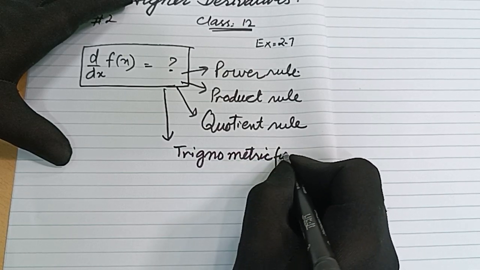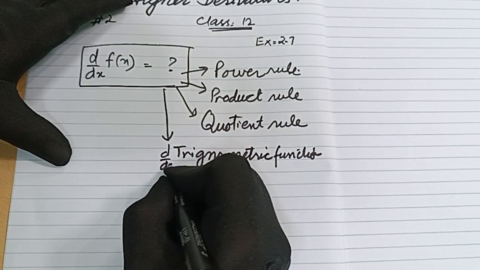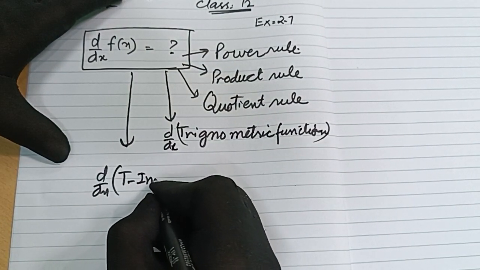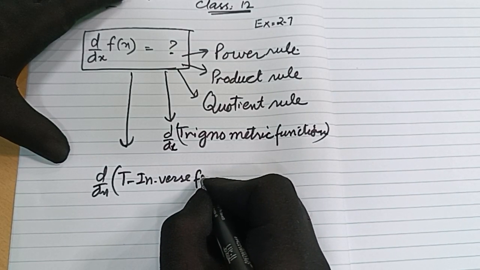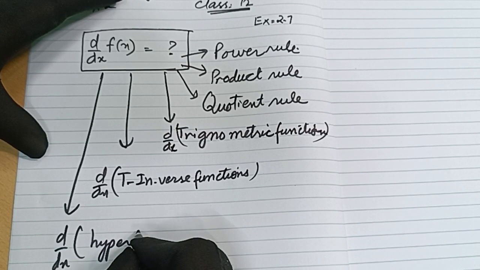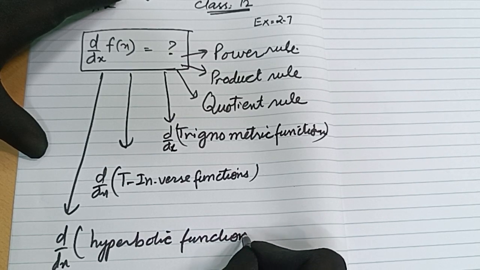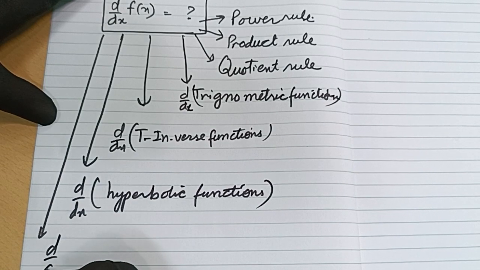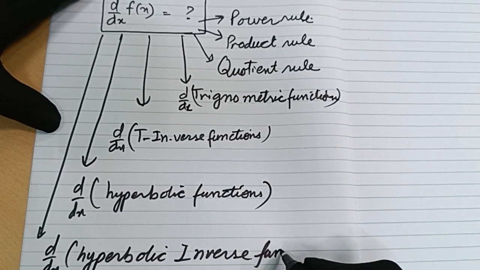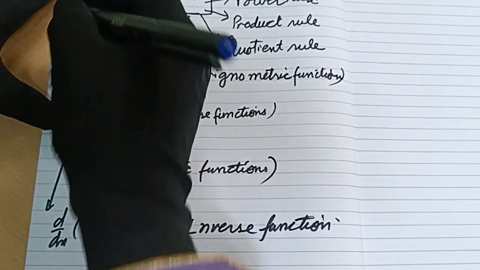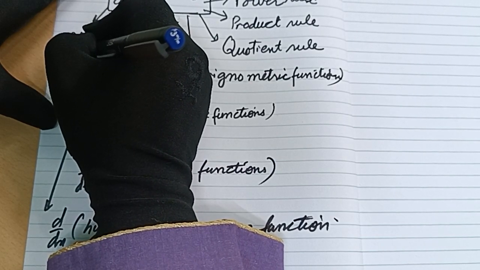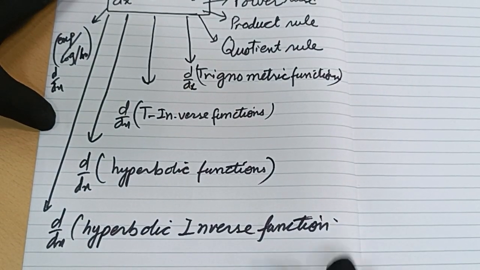You must know the derivatives of trigonometric functions, the derivatives of inverse trigonometric functions, the derivatives of hyperbolic functions and inverse hyperbolic functions, and the last one is the exponential and log function, the natural log function. You must know the normal derivatives of all of them.